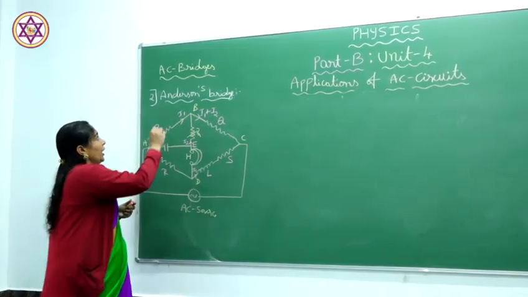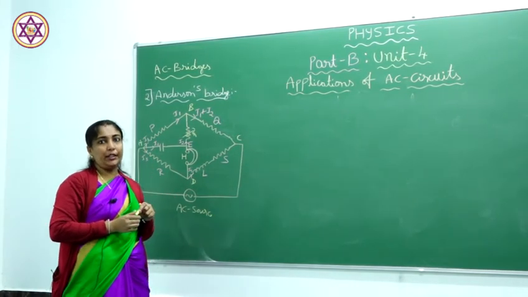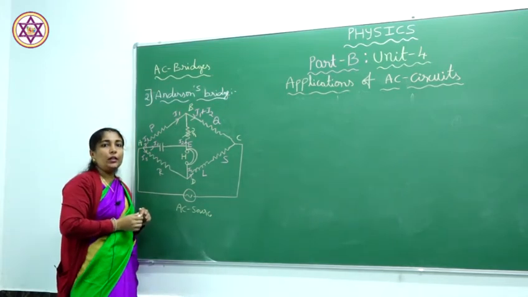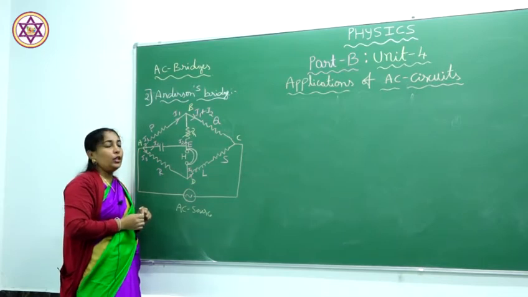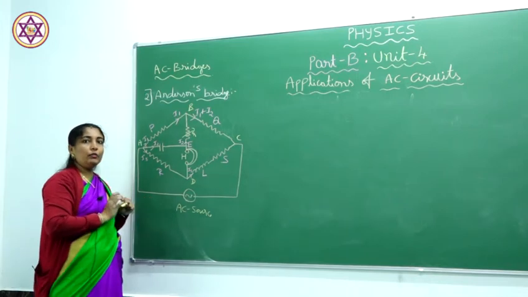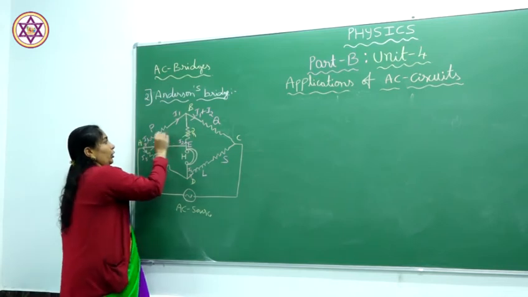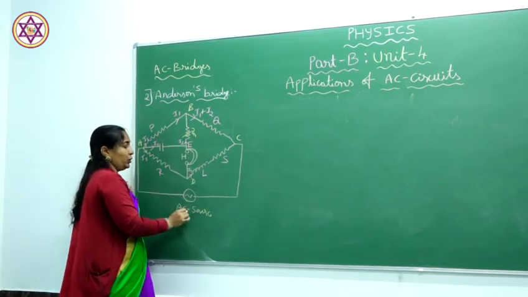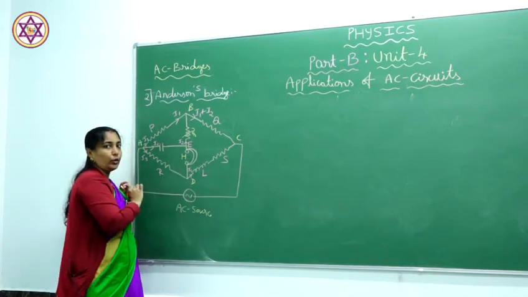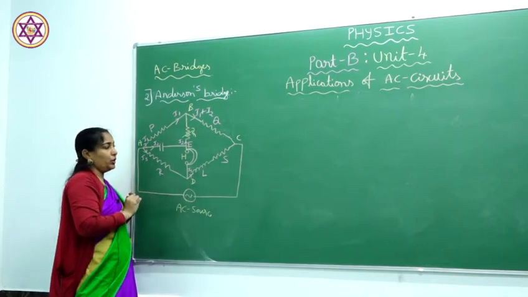So the next one is Anderson bridge. This is the most accurate bridge used in applications, and the Anderson bridge is used to determine the self-inductance of the coil. The bridge connections are shown in this figure, and one more thing we know is that any general AC bridge will contain 4 impedances, an AC source and the detector, either a galvanometer or a headphone. So this is the basic construction. The Anderson bridge is as shown in this figure.